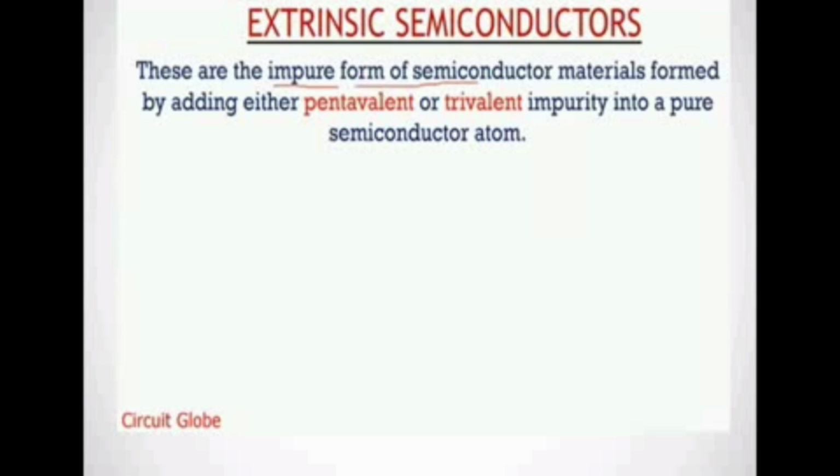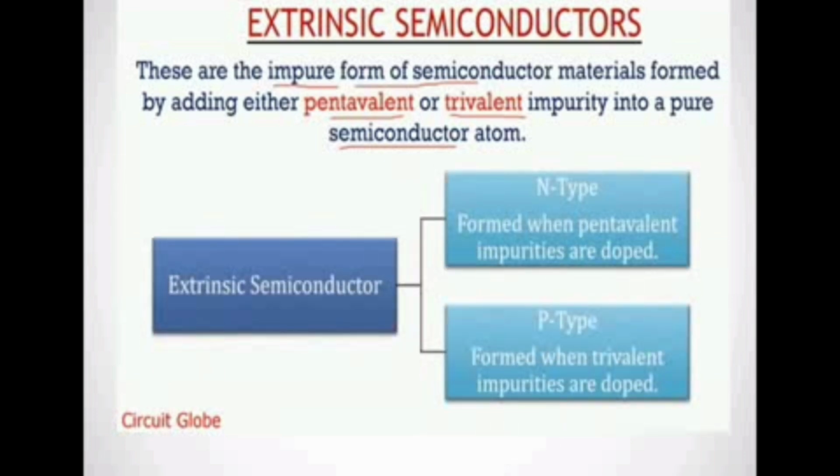So extrinsic semiconductors are impure forms of semiconductor materials, formed by adding pentavalent or trivalent impurities into a pure form of semiconductor. Pentavalent means it has 5 electrons in the outermost orbital. Trivalent means 3 electrons in the outermost orbital. So extrinsic semiconductors are classified into 2 types, N-type and P-type. N-type is made by adding a pentavalent element. P-type is formed when trivalent impurities are doped.